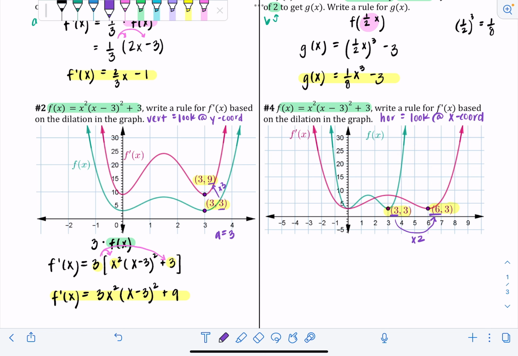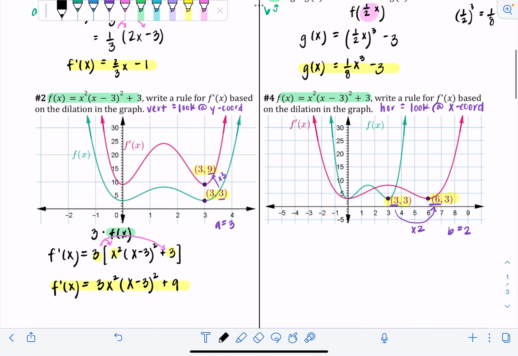Okay, so we're multiplying by 2, so that means that b is 2. If I rewrite the function, I just realized it's the same scale factor, oops. But my little formula would be f of 1 over 2, because it's supposed to be 1 over b, x.